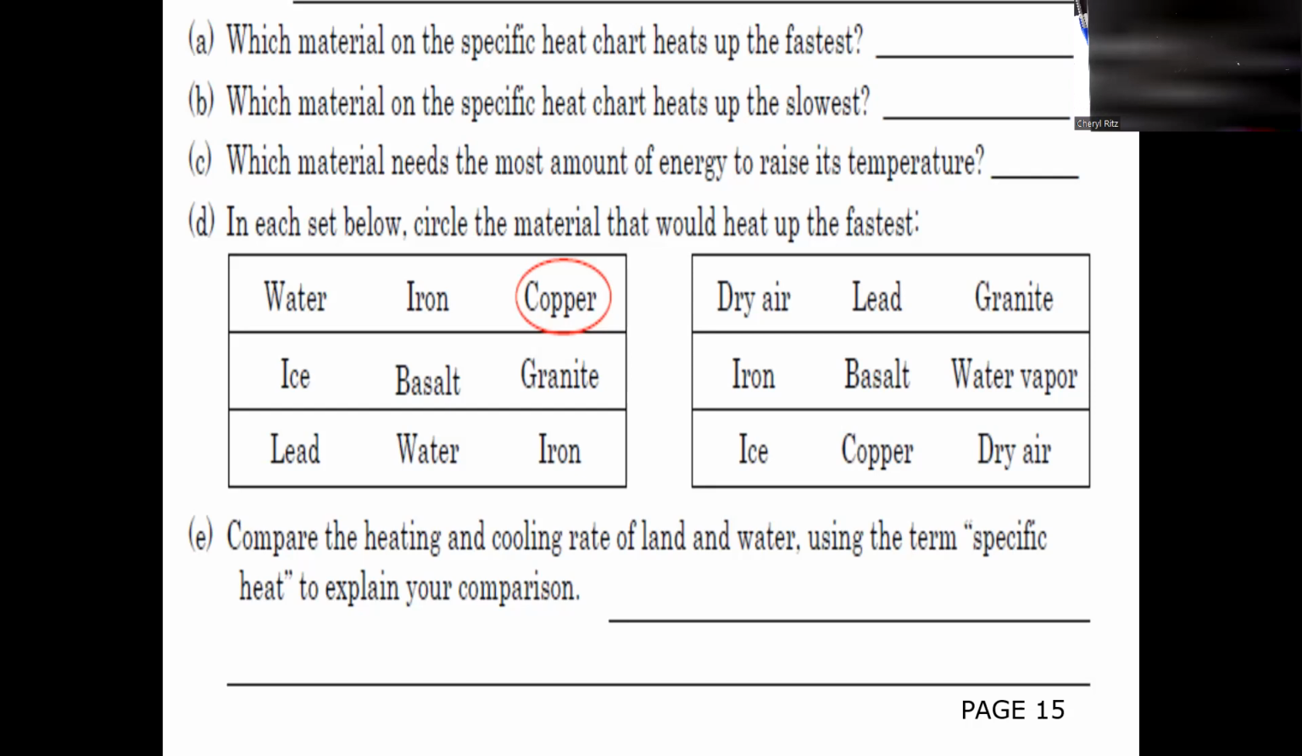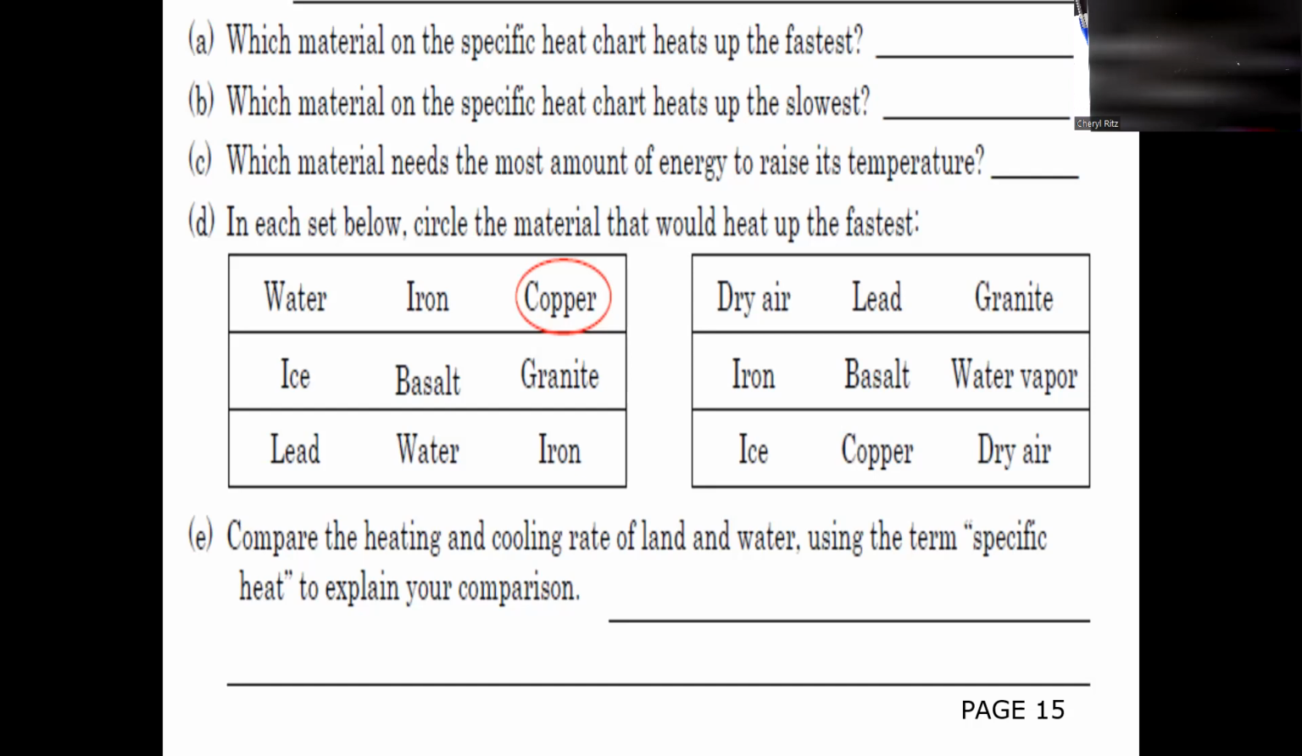Lead. Okay, again, lead. How about iron, basalt, or water vapor? Iron, copper. Copper. By the way, dry air was on there. I just want to make sure you know what that means. It's air with no water in it.